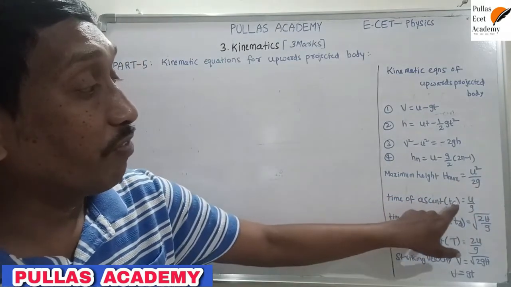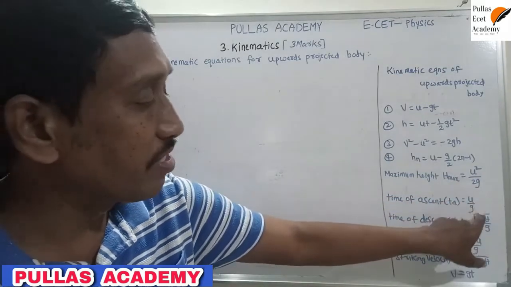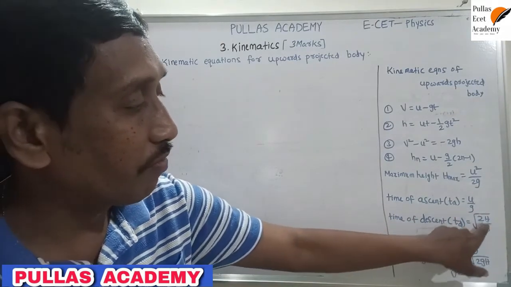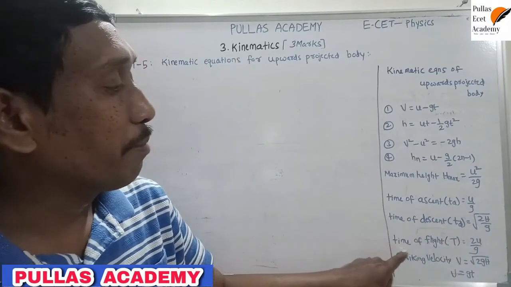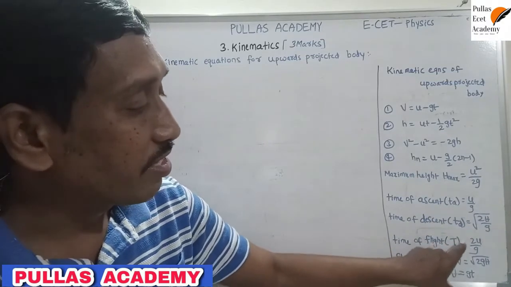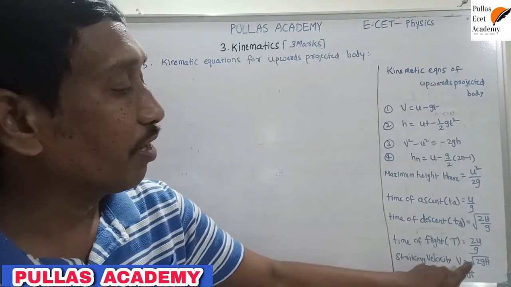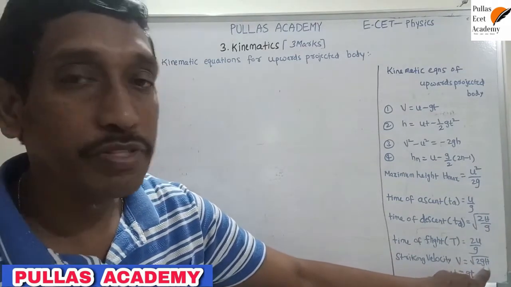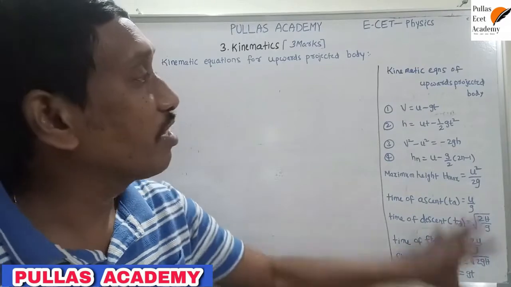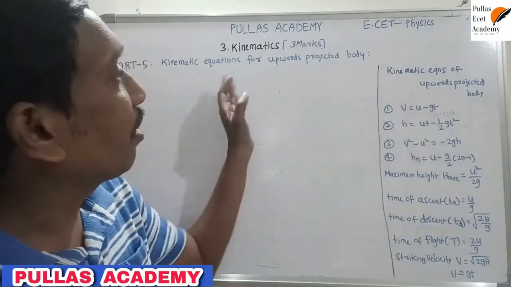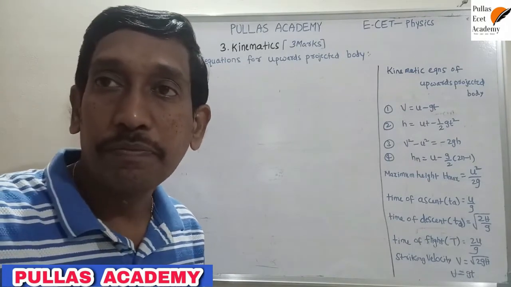Time of ascent is u by g. Time of descent td is equal to under root of 2h by g. Next, time of flight is 2u by g. And what is the striking velocity of a freely falling body? v is equal to under root of 2gh, or v is equal to gt. These all are the important equations for an upwards projected body.